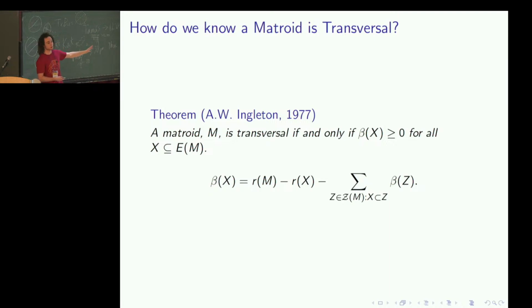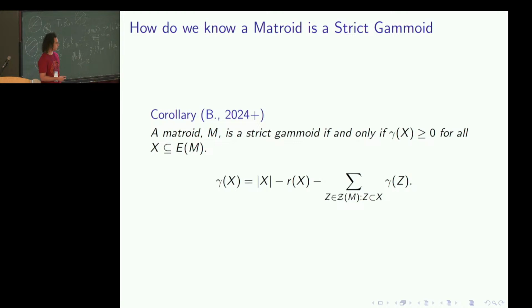But remember, we're working in the strict gamoid world, so we can dualize all of this. There's a few calculations you can do to show that this version of the formula is the same formula but for strict gamoids. So we replace beta with gamma because we're working with gamoids and it sounds like gamma. And we do some calculations and it turns out this is the formula. So I like this one more because it's building up from the bottom.